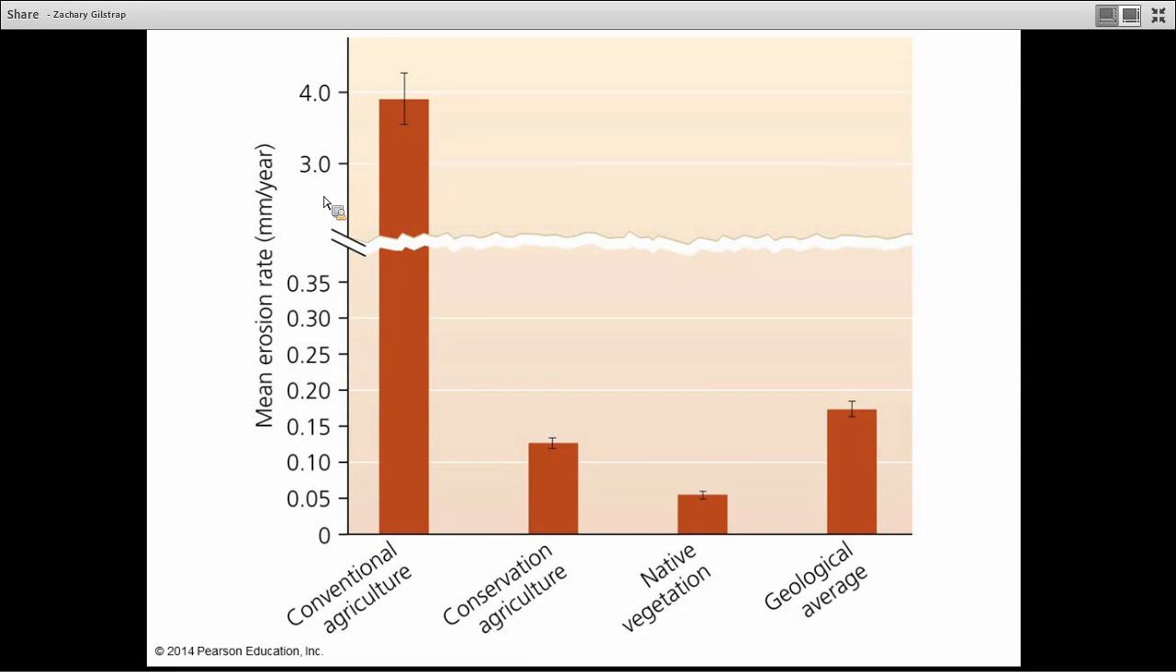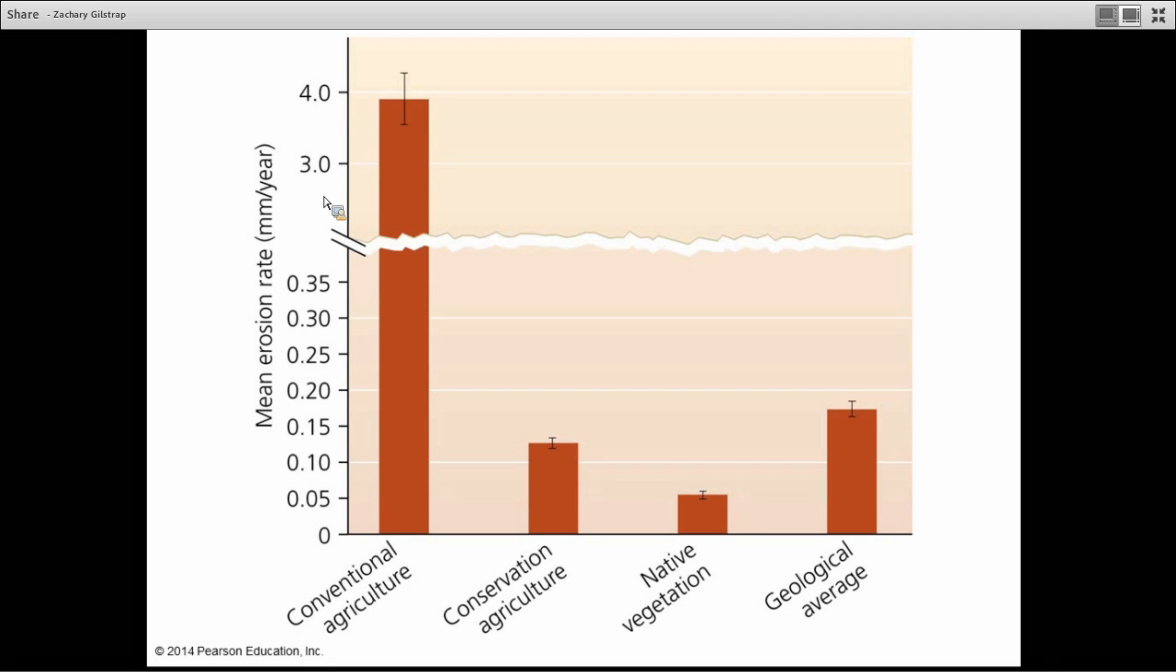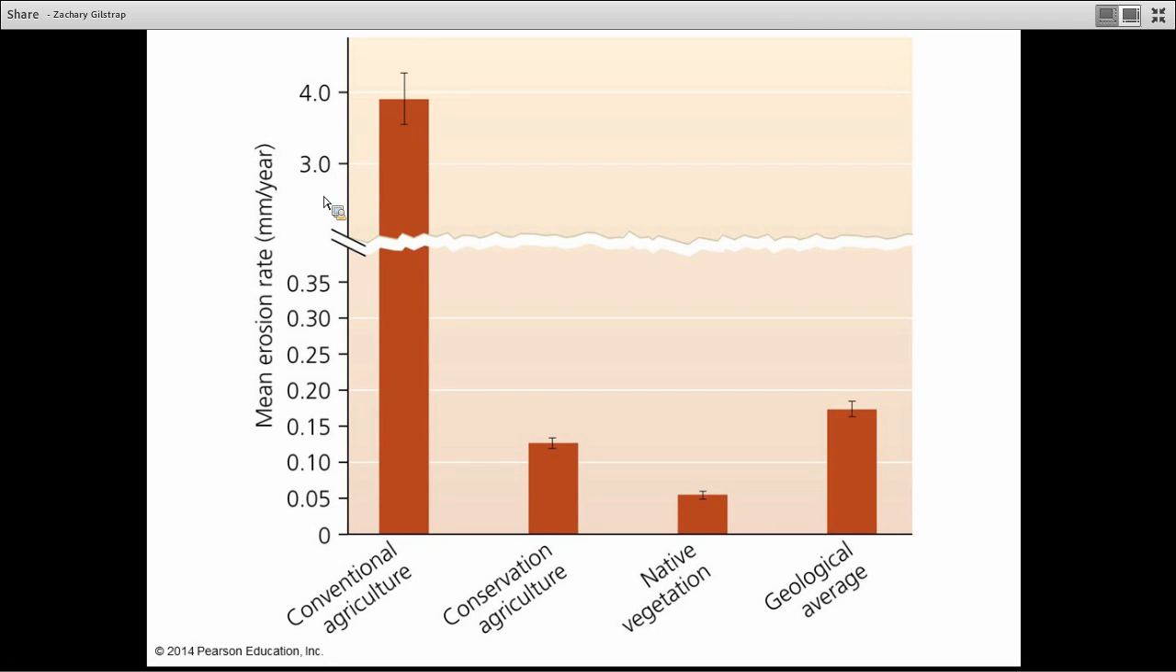Here's just a bar graph. So conventional agriculture, a mean erosion rate is 4 millimeters a year, and then down on the conservation is 0.015. Conventional agriculture is so far up there, they really had to break the graph to even include it on the same one. Otherwise, it would just tower over all the other ones.